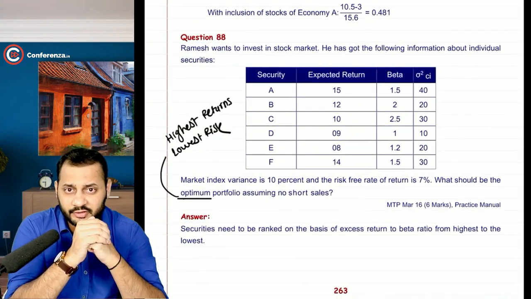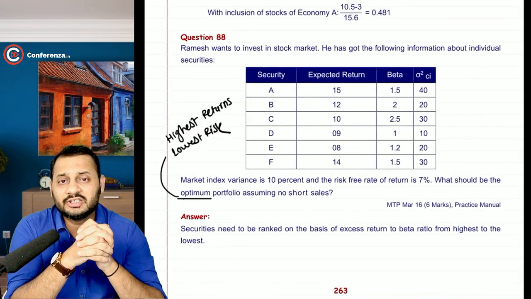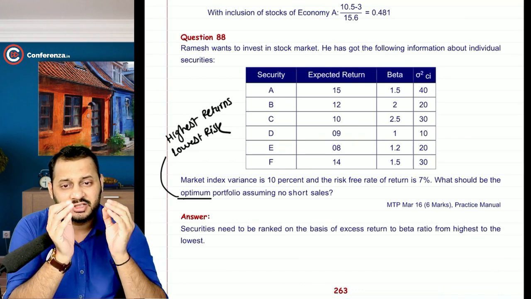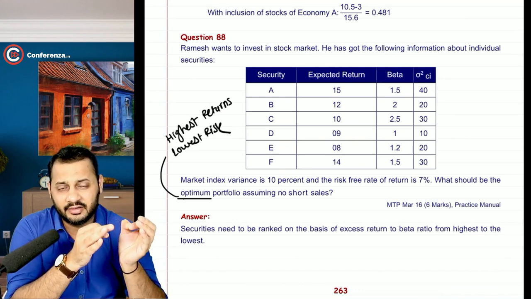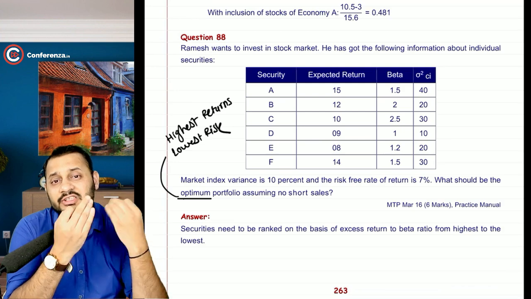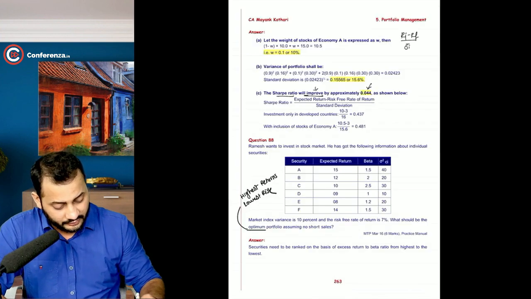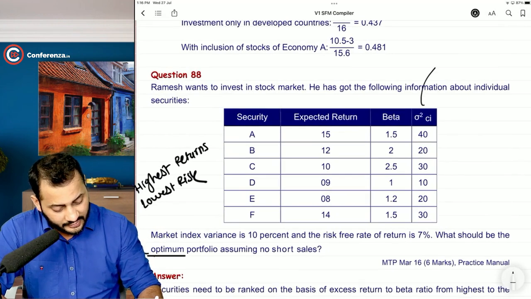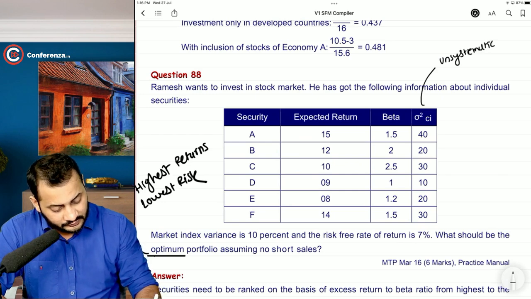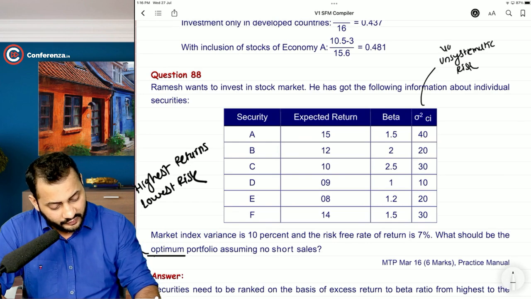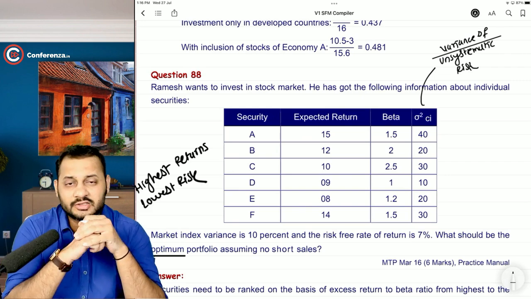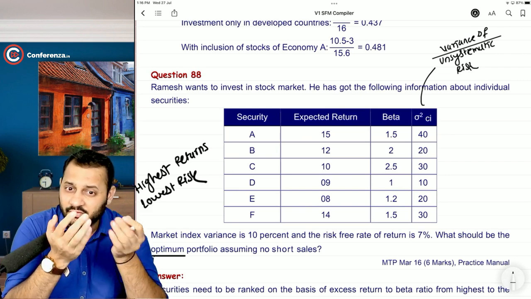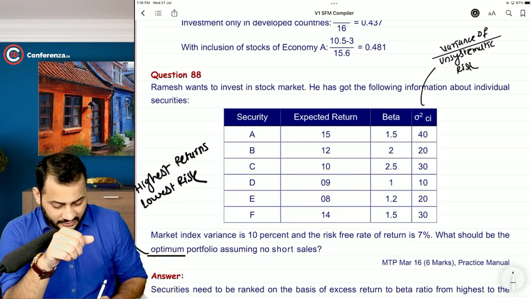See, this is the question in front of you. Ramesh wants to invest in the stock market and he has got the following information about individual securities. Security A, B, C, D, E, F, expected return, beta, and standard deviation square of ei. Please put an arrow here and write down unsystematic risk, and that too variance of unsystematic risk. Variance of unsystematic risk. It's already in the square format. Market index variance. Underline the word variance.